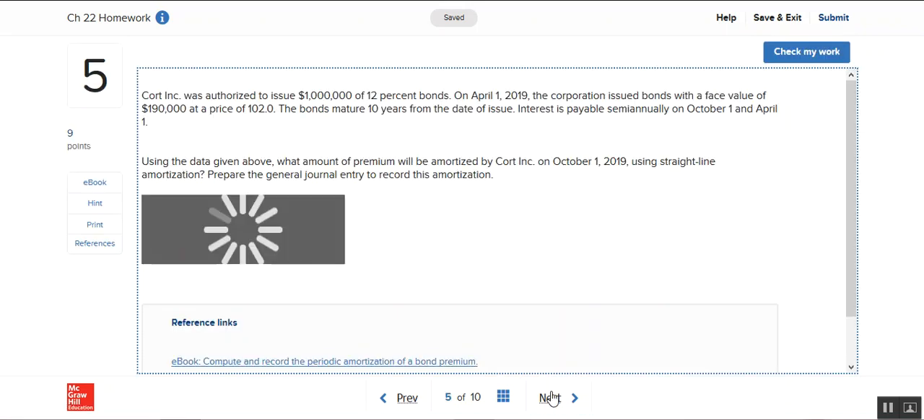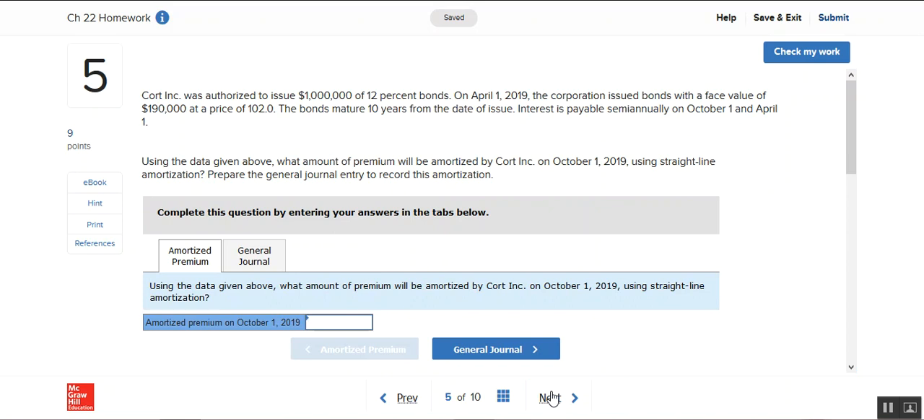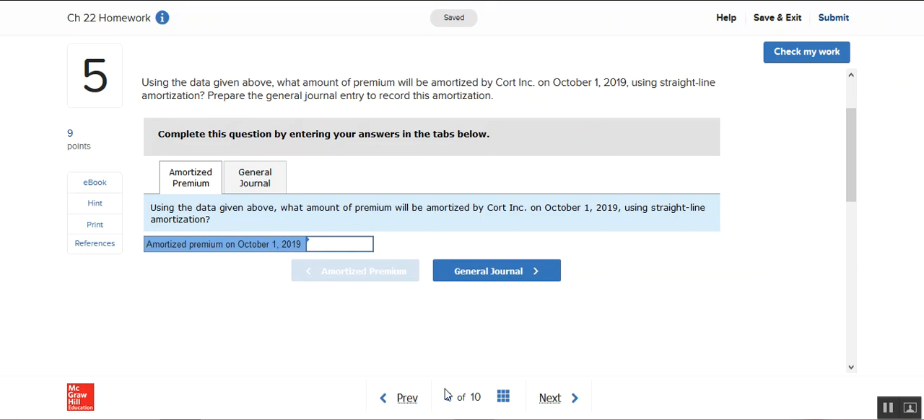Well, let's look at number 5. It says Court was authorized to issue $1 million of 12% bonds. They issued bonds with a face value of $190,000 at a price of 102.0. 10-year bonds, and interest is payable semi-annually. So this says what amount of premium will be amortized by Court on October the 1st using straight line amortization. So first of all, we have to figure out how much was the premium to start with.